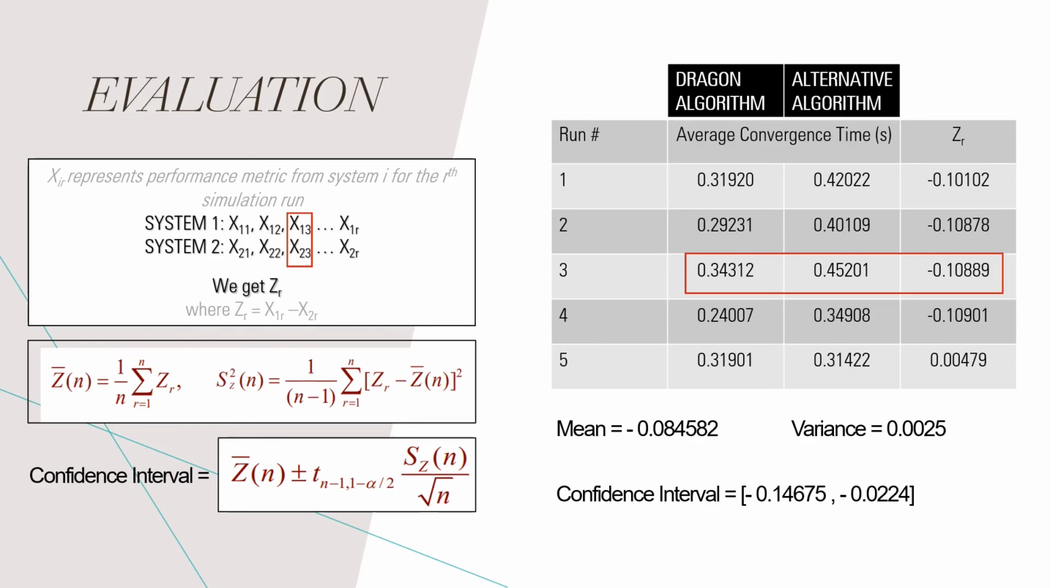The more runs we have, our evaluation becomes more accurate. In this case, we have 5 runs, as you can see in the table, and this table is just an example of statistics that I have collected in my experiments. So with an alpha value of 0.05, where the alpha value represents the confidence level, the interval calculated is from negative 0.14 to negative 0.02. From these example data points, we can conclude that Dragon is better than the alternative algorithm in terms of convergence time, since the interval lies completely to the left of 0.